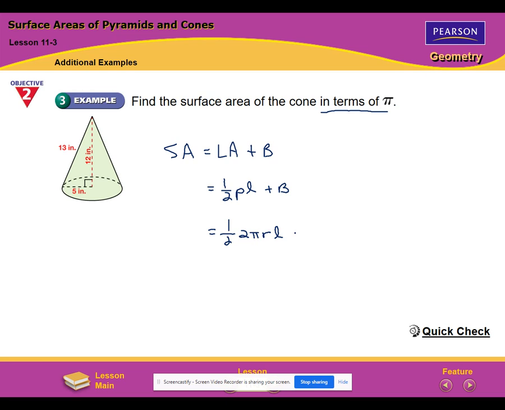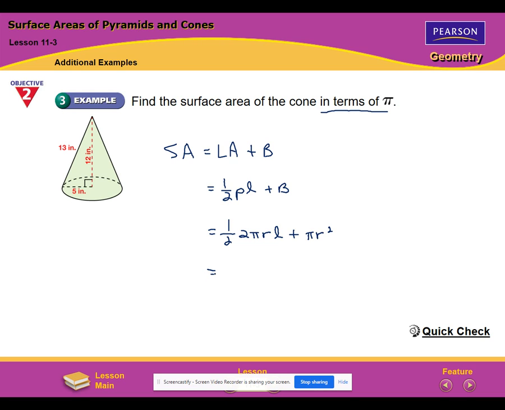So L plus B. Capital B stands for the area of the base. The base is a circle. We have a formula for that. We learned about it in chapter 10. It's pi r squared. This was circumference. This is the area of the circular base.